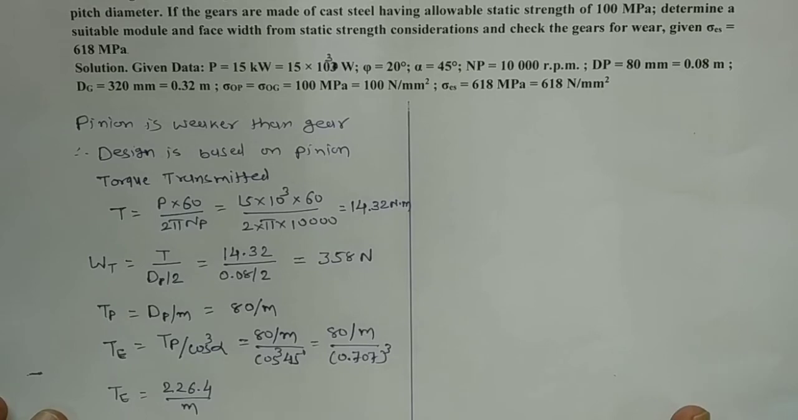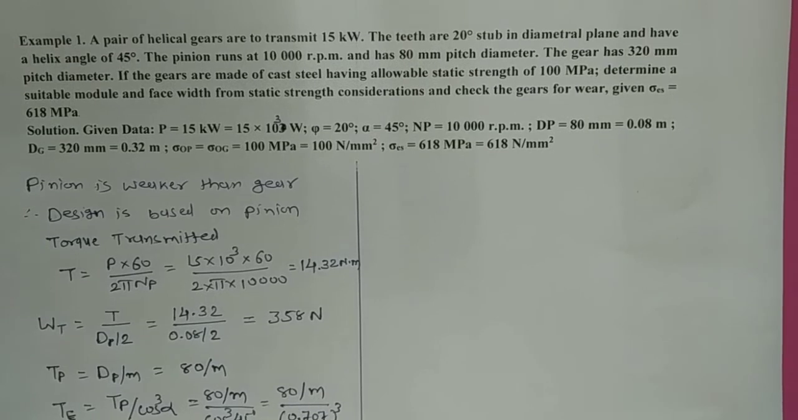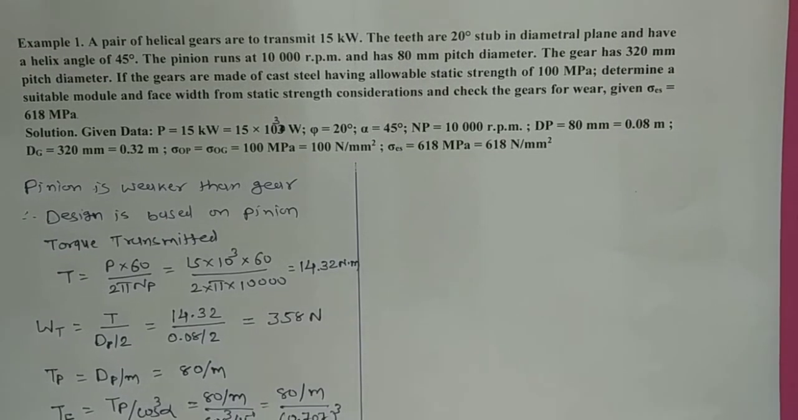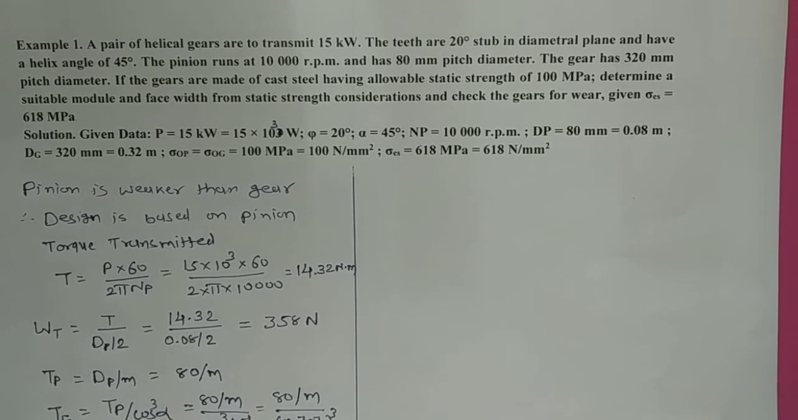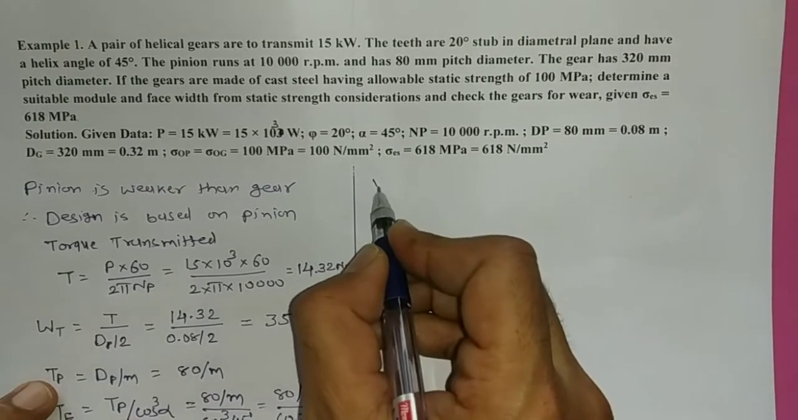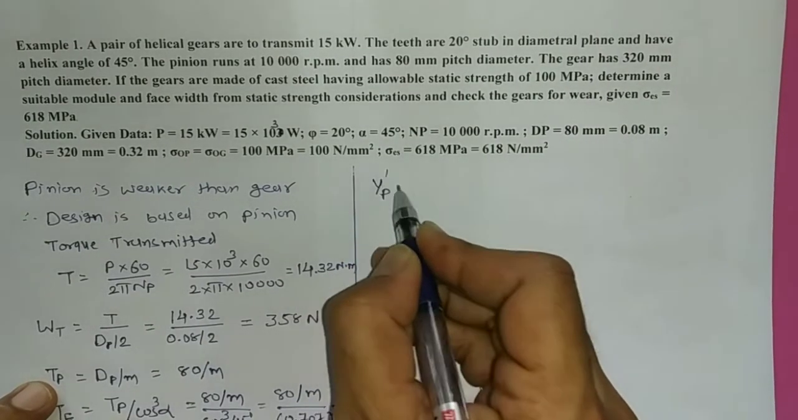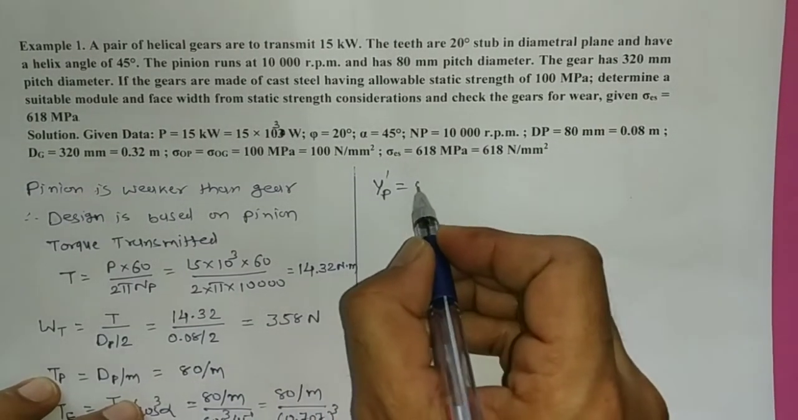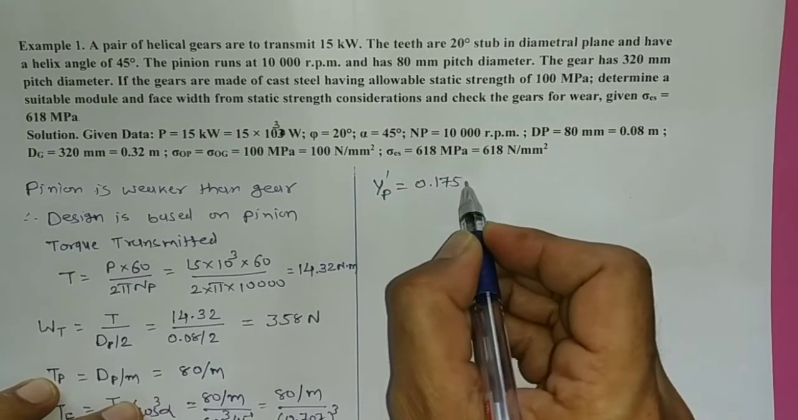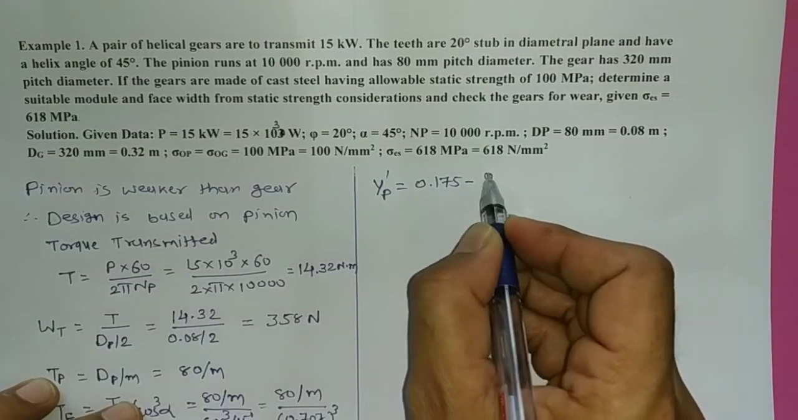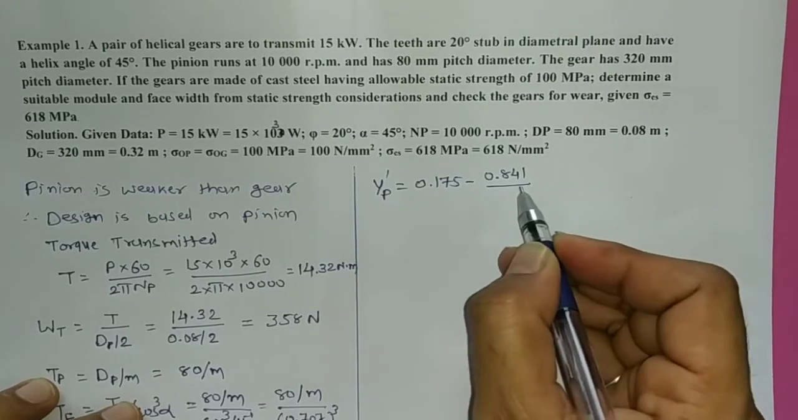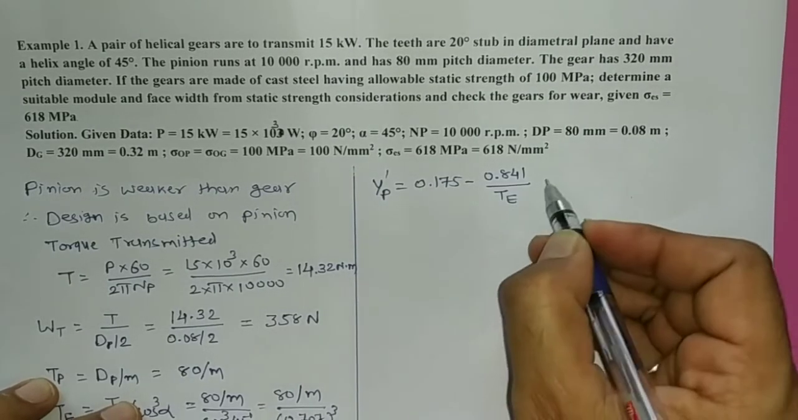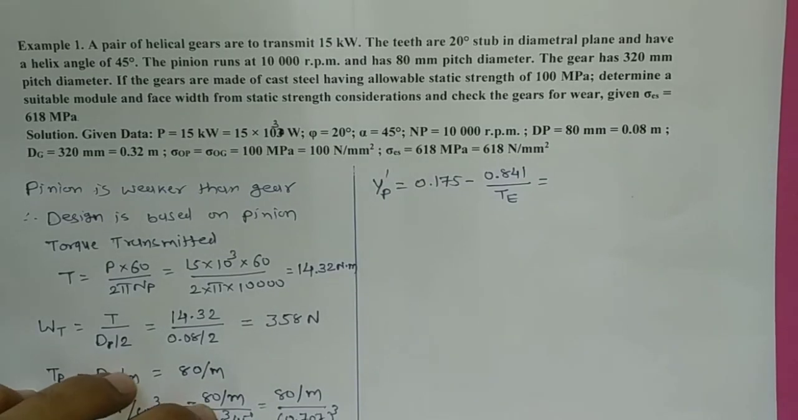Now let us find the tooth form factor for the pinion for 20 degree stub. Okay, so we have to find the value of y dash p, and for the 20 degree stub involute, the equation is y dash p equal to 0.175 minus 0.841 divided by TE. Okay, so now put the value in this equation.